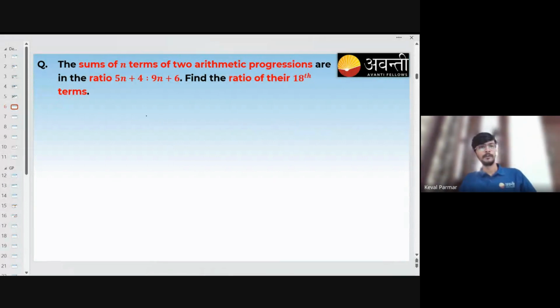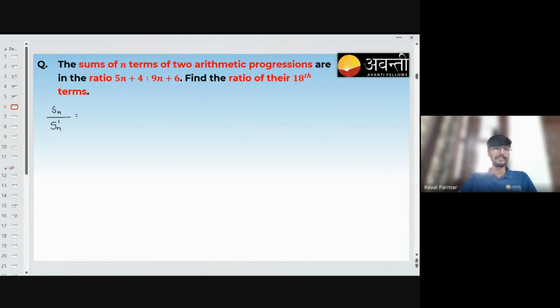Okay. So what the question says is the sum of n terms of two arithmetic progressions. That means I have two APs, correct? Let's say AP1 and AP2. And the sum of n terms of the two arithmetic progressions are in the ratio given. So let's say the first is Sn and the second is Sn dash. Sn is the first AP, Sn dash is the second AP.